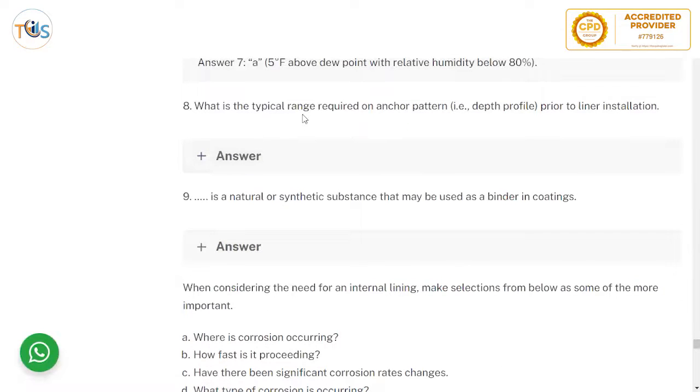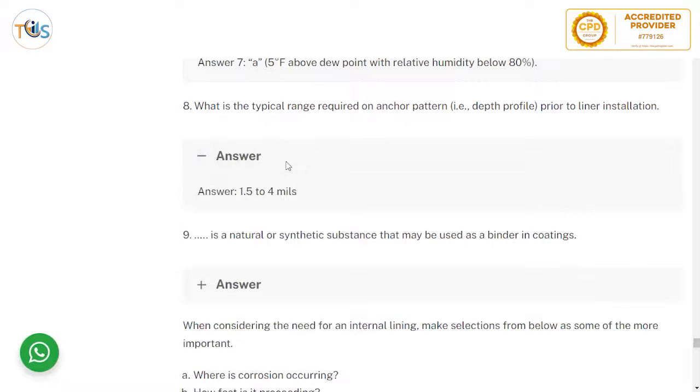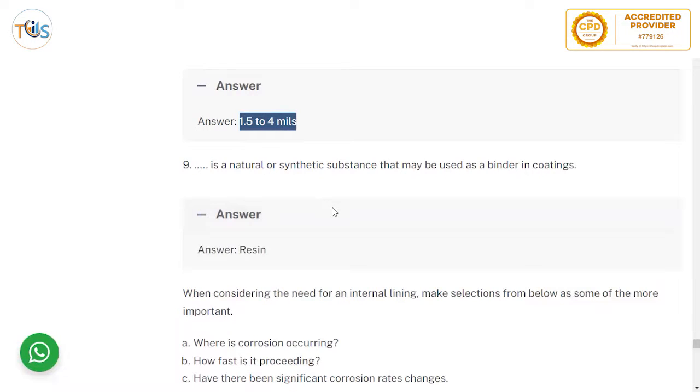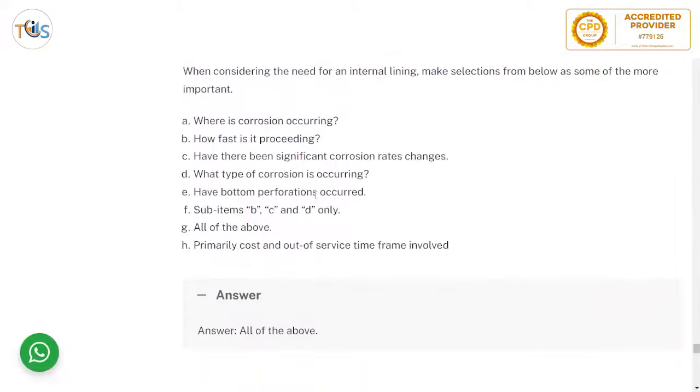What is the typical range required for anchor pattern? So 1.5 to 4 mils. This can be a typical question prior to liner application. Natural or synthetic substance that may be used as a binder in coating: it's resin. So that's the definition of resin.